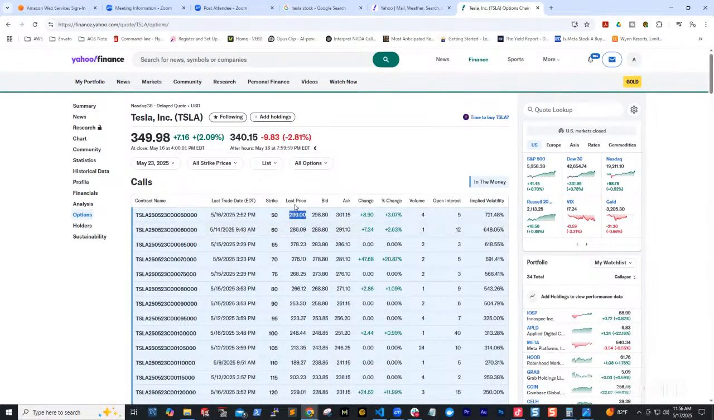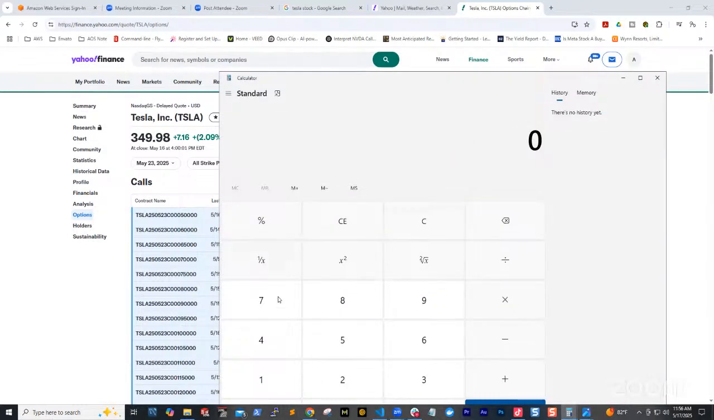So this 299 is for one share. Now you will have to multiply. So let's say you want to get one contract, right? It will be 299 times 100.